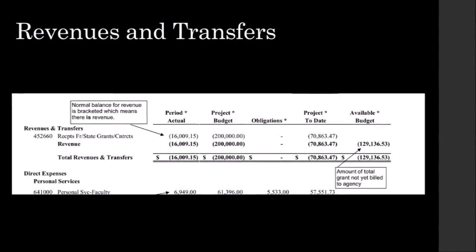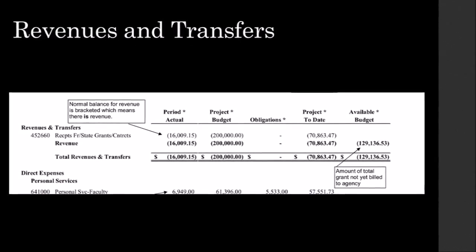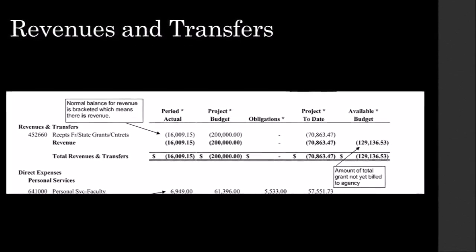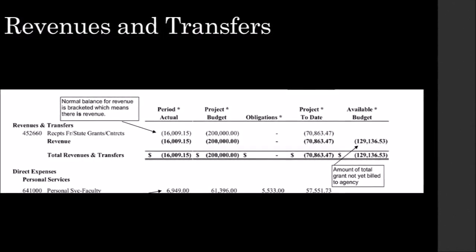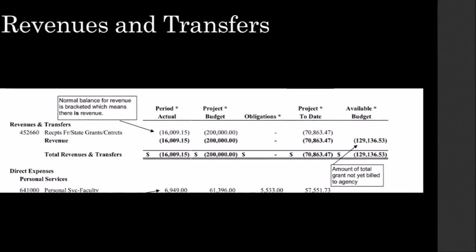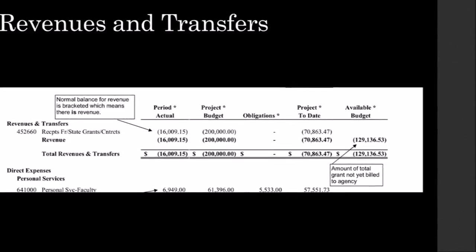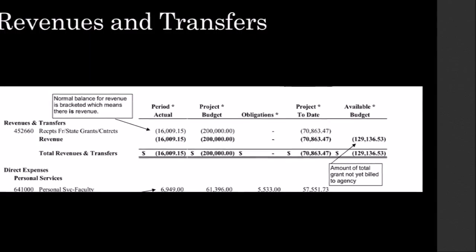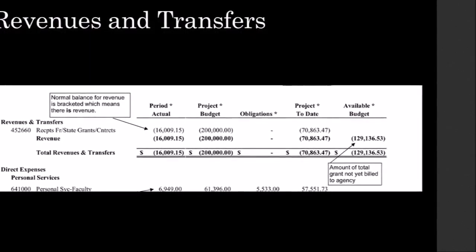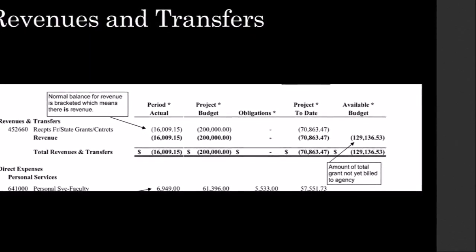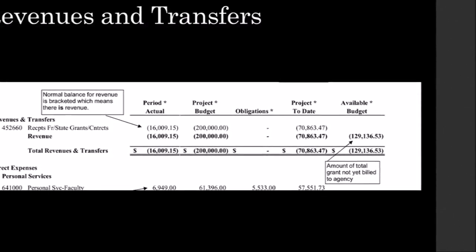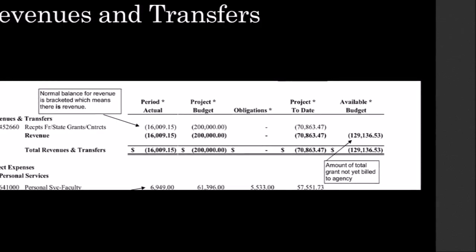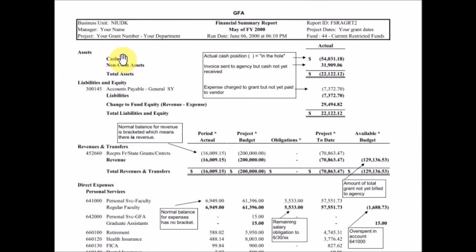A normal revenue balance is bracketed, which means that there is revenue available. The total amount available is in the budget column. This will be the total amount of your grant that has not yet been billed. This is the actual amount remaining in the grant and is one of the most important amounts in the sheet to review. It is a calculation of the budget amount less the actual revenue to date, less the obligation amount, if any.